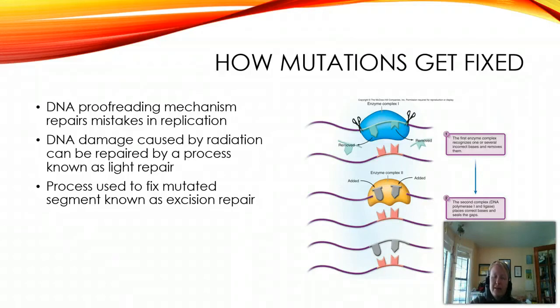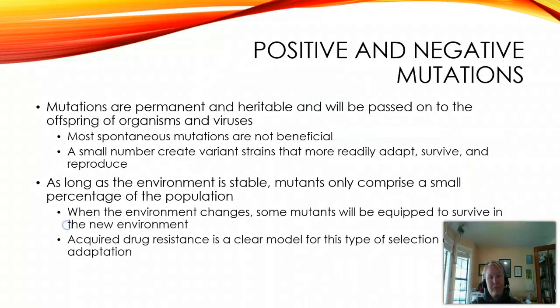There's also something known as light repair, which can detect when there's damage due to radiation or something like that. What happens regardless is that these sections of DNA are found, and then a process called excision repair through an enzyme complex will come in, remove the wrong bases, and put in the correct bases, and then it will continue on. So this is how they get repaired. So this is why not all mutations are seen immediately, because they get fixed before they become a problem.